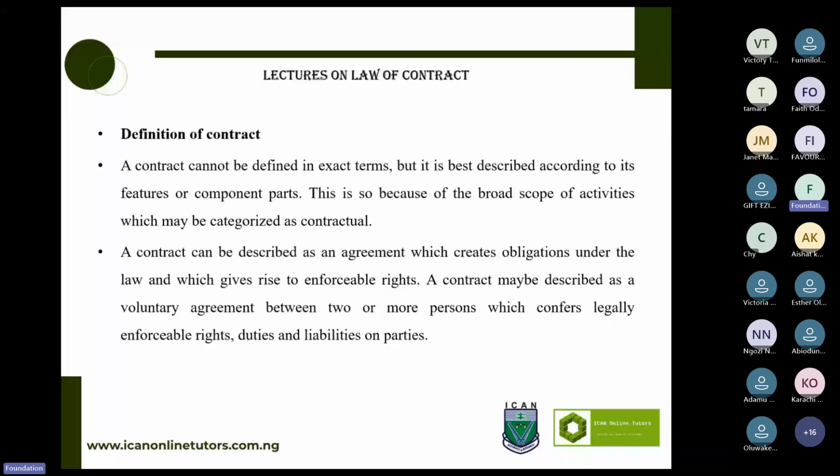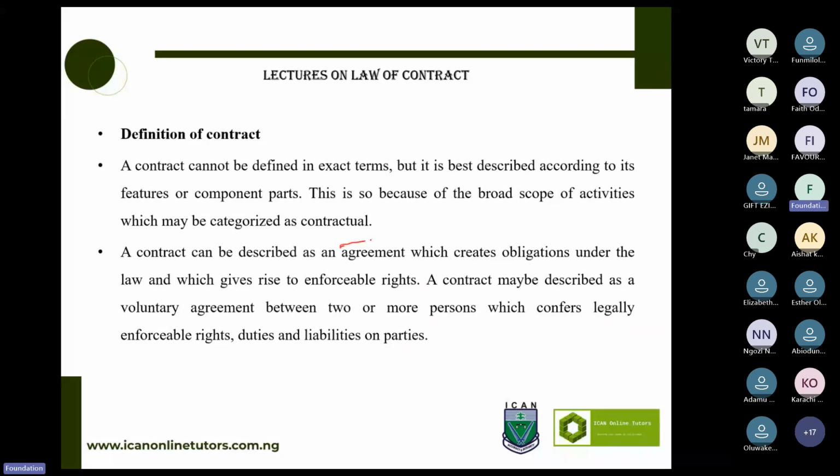Elizabeth. Good morning, everybody. I would like to define contract as a sort of agreement between two or more persons. It can be written, it can be oral, with terms and conditions attached to it, probably by a legal practitioner. Thank you so much.